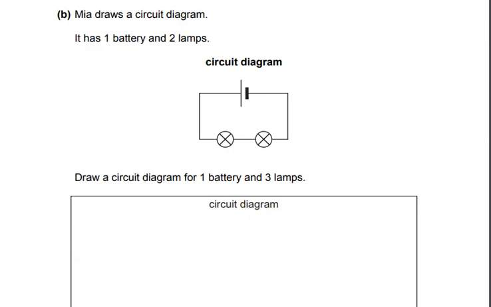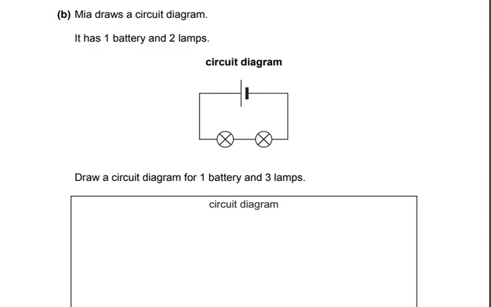In this page, question B, Maya draws a circuit diagram. It has 1 battery and 2 lamps. Here is a circuit diagram. In this circuit diagram, symbols are used instead of the real components. And the question is, draw a circuit diagram for 1 battery and 3 lamps.